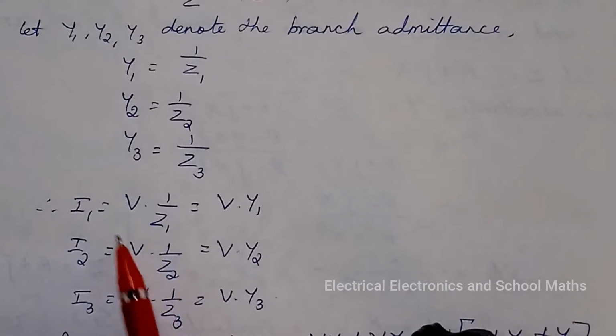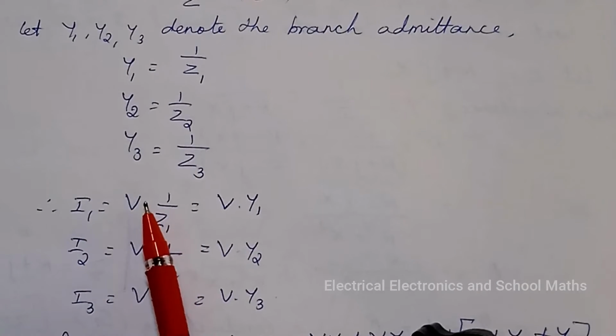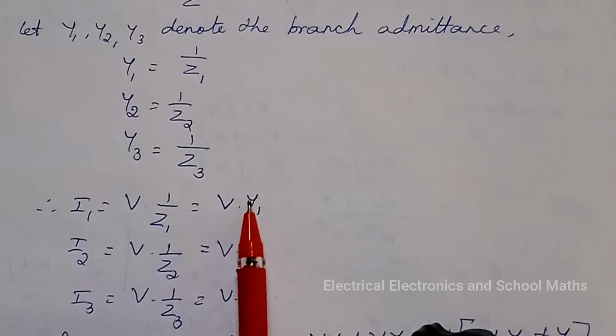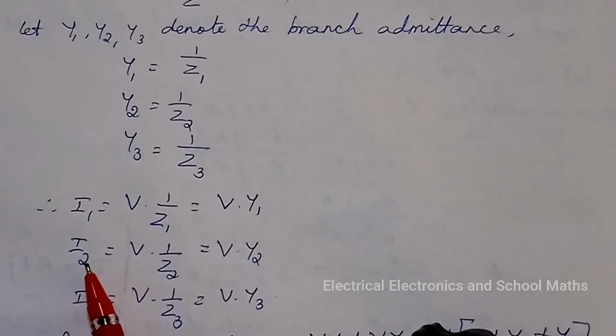So, the branch currents are I1 is equal to V into 1 by Z1, that is V into Y1. Similarly, I2 is equal to V into Y2, I3 is equal to V into Y3.